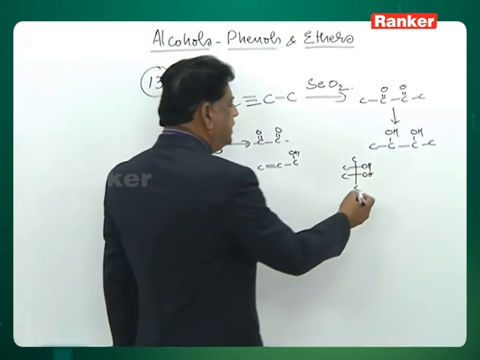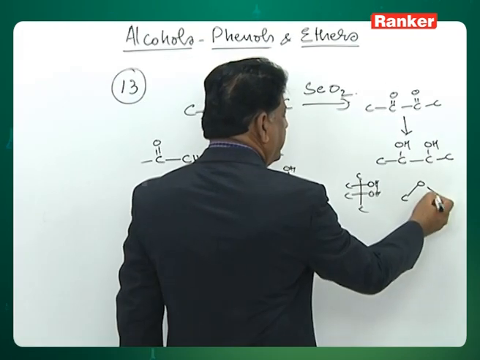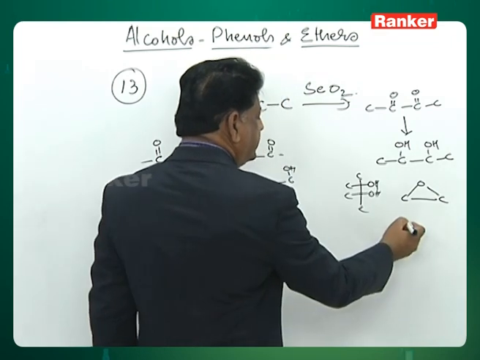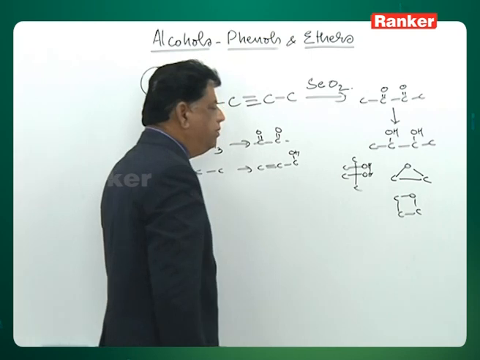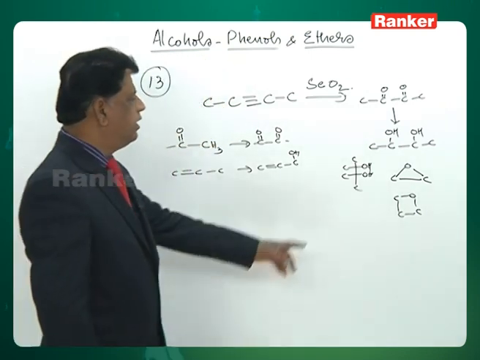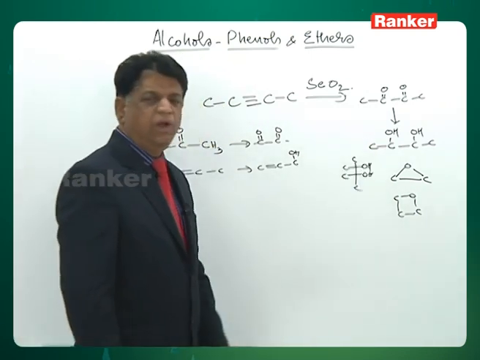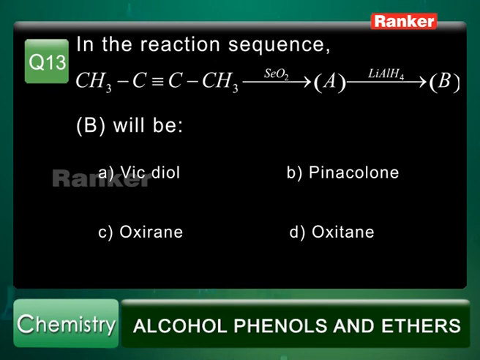Oxirane means it's a 3-membered ring, isn't it? Oxetane means a 4-membered ring with oxygen. So, these products are not formed. A vicinal diol is formed, therefore answer A will be the right answer.